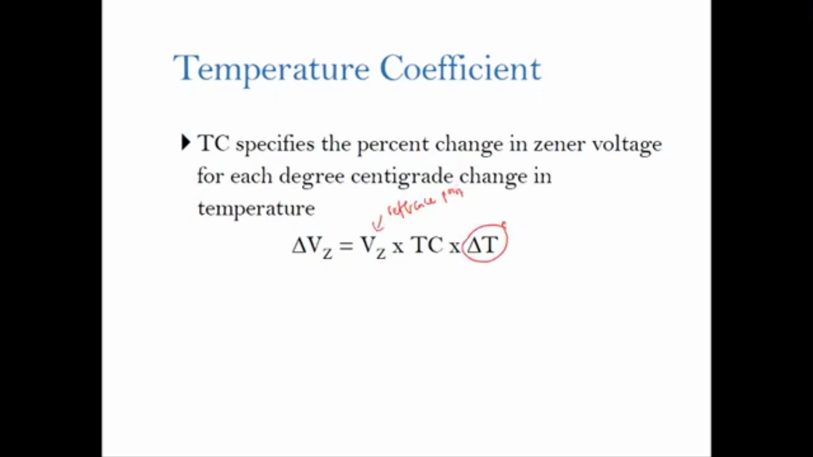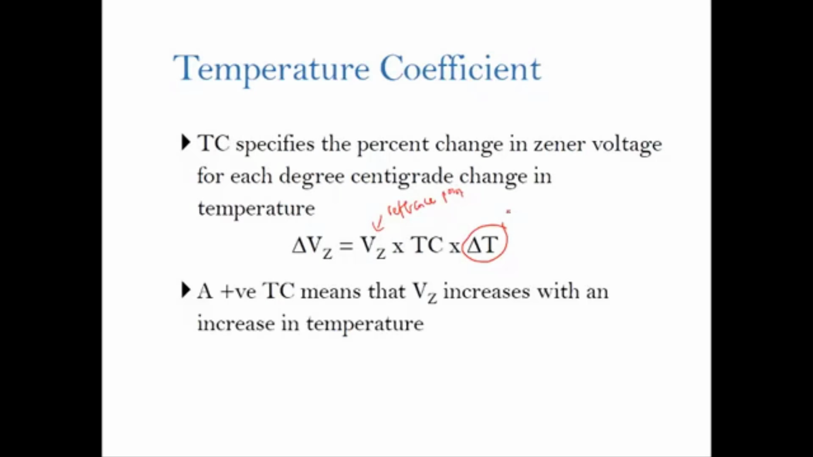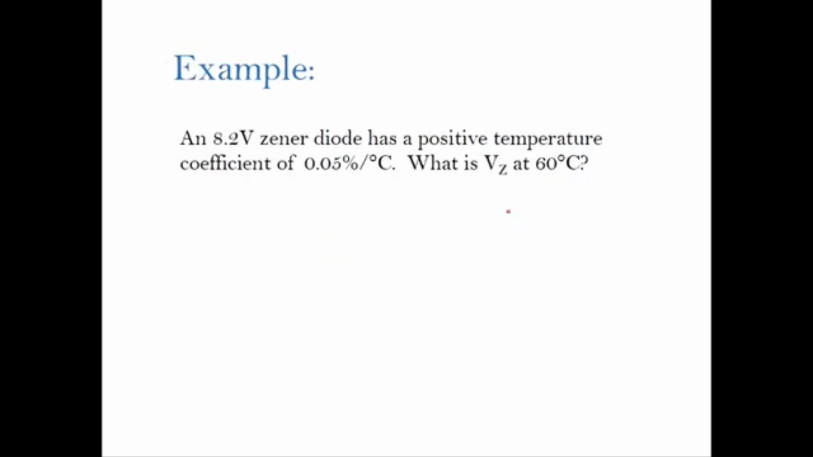And this is the temperature change. Okay, so positive TC means that Vz increases with an increase in temperature. So for example, we have an 8.2 volt Zener diode, and it has a positive temperature coefficient of 0.05% per degree Celsius. What is Vz at 60 degrees Celsius?